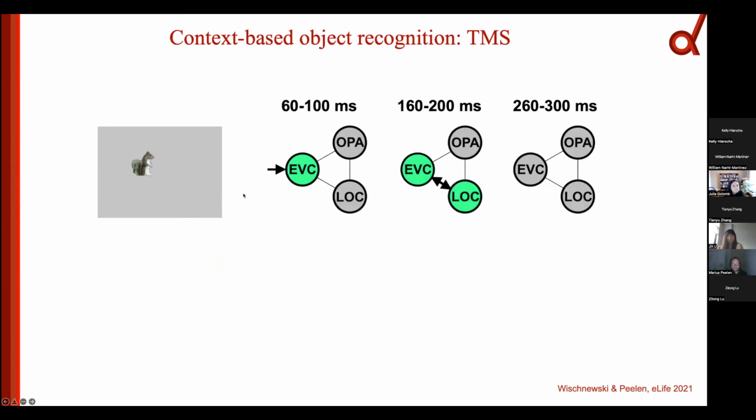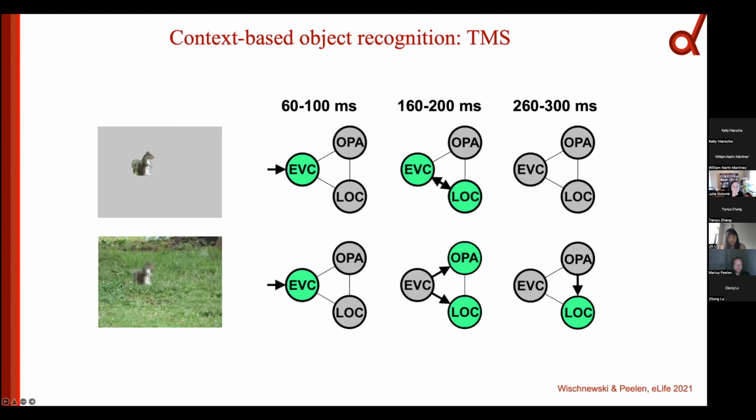So just to schematize it here, to summarize it, in this intact object condition, the information reaches early visual cortex, is then sent to object-selective cortex, and there's some feedback going on between object-selective cortex and early visual cortex. And by 260 milliseconds, we don't see any further involvement of any of these regions in this process.